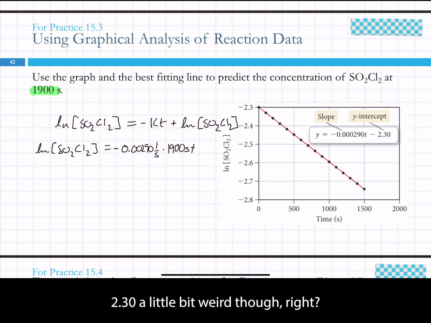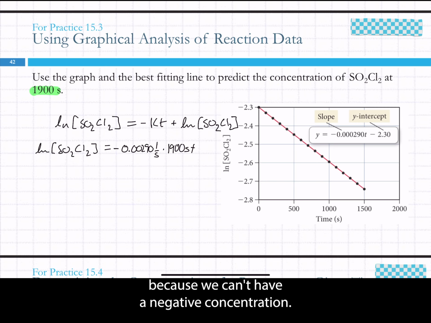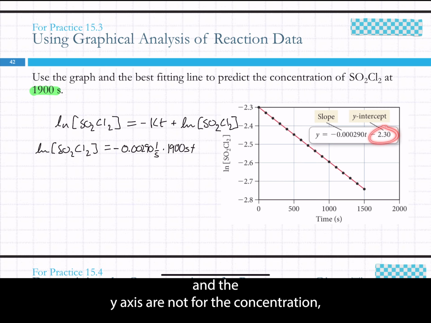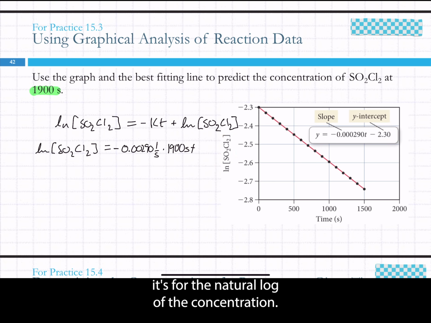2.30. A little bit weird though, right? Because it's negative 2.30. It's negative, but we can't have a negative concentration. It's not possible. You can't have less than nothing. The reason it's negative 2.30 is because this intercept and the y-axis are not for the concentration, it's for the natural log of the concentration.